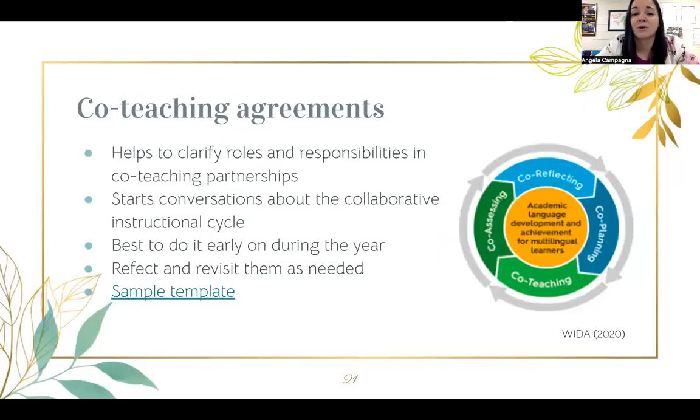So if you don't already have a co-teaching agreement, I highly recommend it. They eliminate a lot of misunderstandings about roles and responsibilities to help you have a smoother relationship down the road. This is especially helpful if you're getting into a new co-teaching partnership. When you sit down and make this agreement together, it opens up conversations about collaborating and hopefully can lead you on a path towards engaging in this collaborative instructional cycle, which is pictured here in this great graphic by WIDA.